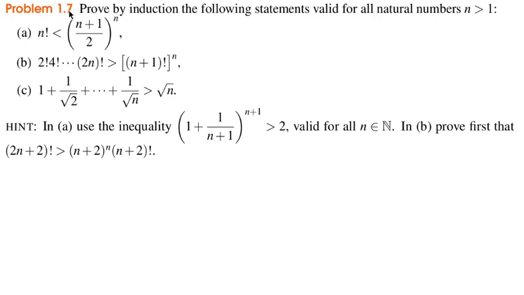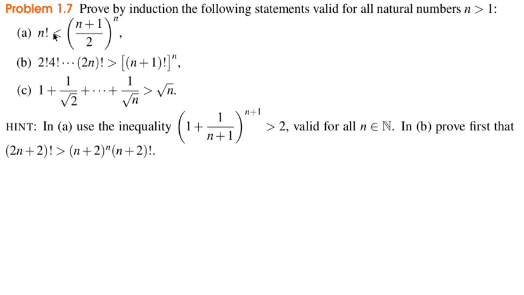Problem 1.7: proof by induction the following statements valid for all natural numbers n greater than 1. Okay, so in this case it's different from other induction problems in that the first case we will have to use as a test is not n equals 1 but n equals 2. So these statements, they cannot hold for n equal 1, and maybe they will not. Okay. So let's start with the first one.